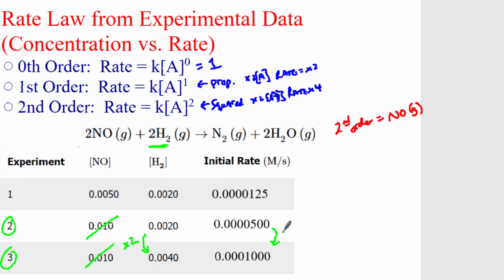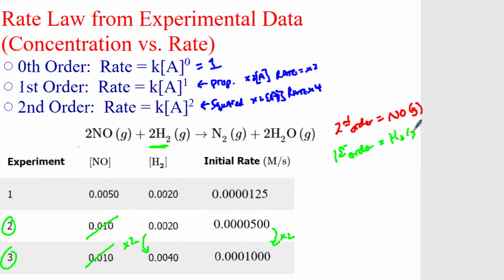It went from 5 to 10, so it doubled. So the concentration doubled, the rate doubled. Which one is that? Is that zero, first, or second order? That's first order. So it's first order with respect to the H2 gas, isn't it? First order with respect to the hydrogen gas.